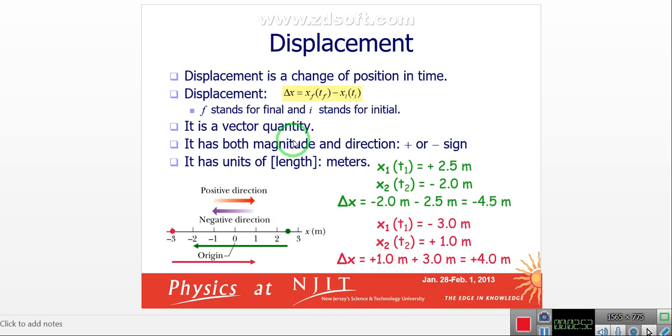So now coming to displacement. What is displacement? The simplest definition of displacement is the shortest distance between 2 points. What? The shortest distance between 2 points. Let's see, this is your shortest distance. So the shortest distance between 2 points is called displacement.